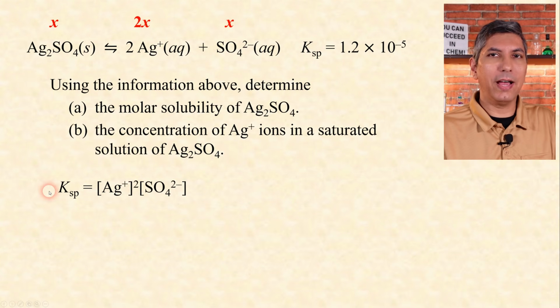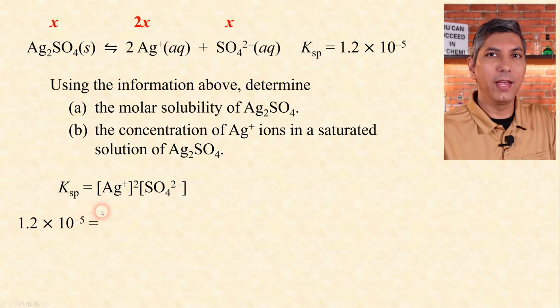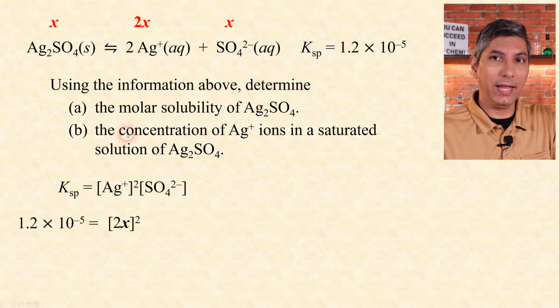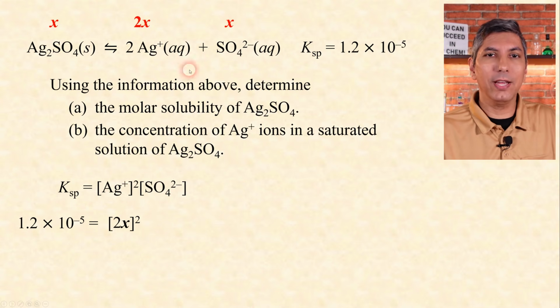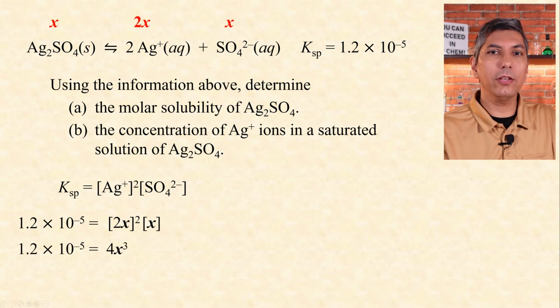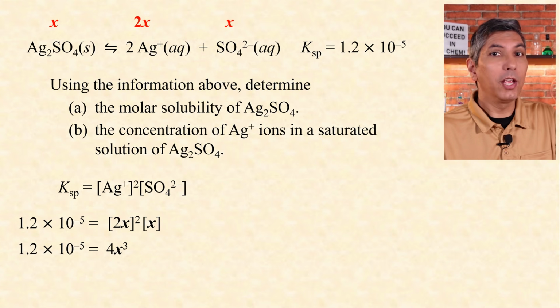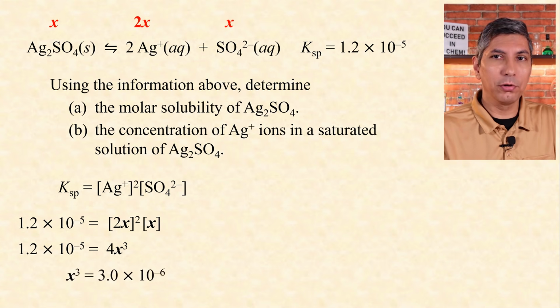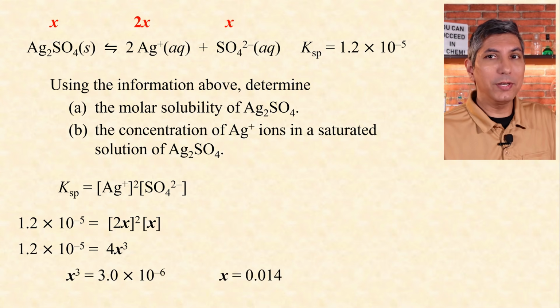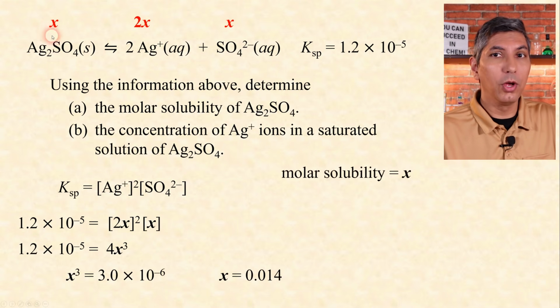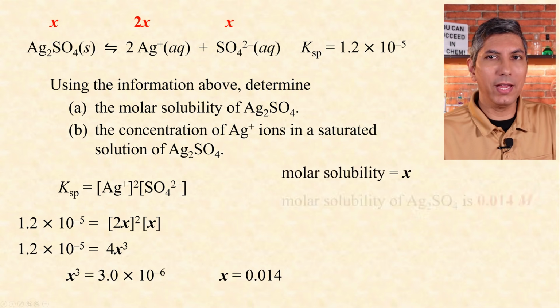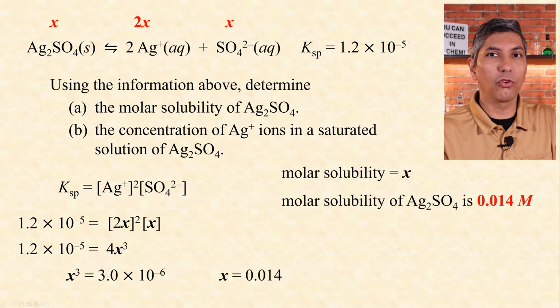Now, we plug in the values. Ksp is 1.2 times 10 to the negative fifth. The value for silver is 2X, and that has to be squared. And the value for sulfate is X. So we simplify this expression, and we get 1.2 times 10 to the negative fifth equals 4x cubed. We divide by 4 and take the cube root to find that x equals 0.014. Earlier, we said X was our molar solubility, so the molar solubility of silver sulfate is 0.014 moles per liter.